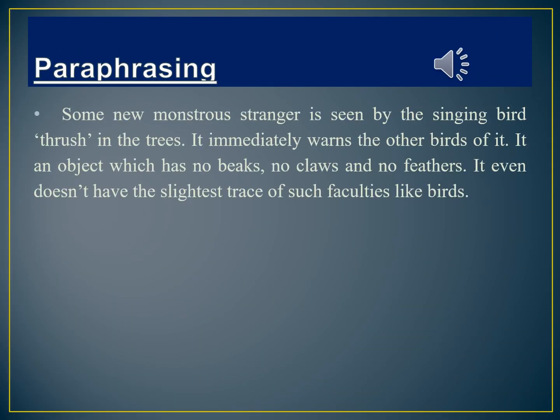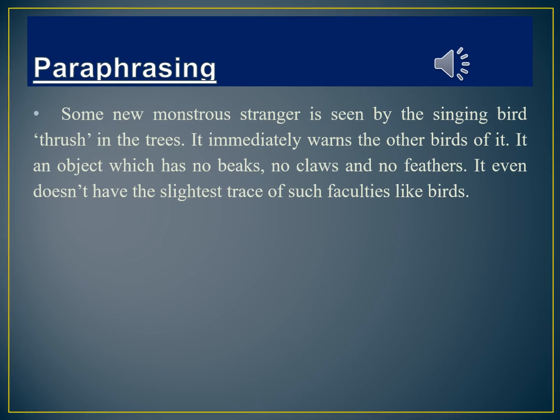Here is how we paraphrase the second stanza. Some new monstrous stranger is seen by the singing bird, the thrush, in the trees. It immediately warns the other birds of it. It is an object which has no beaks, no claws and no feathers. It doesn't even have the slightest trace of such faculties as birds have.